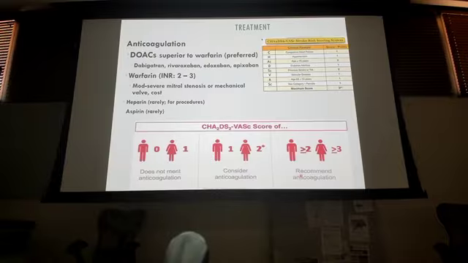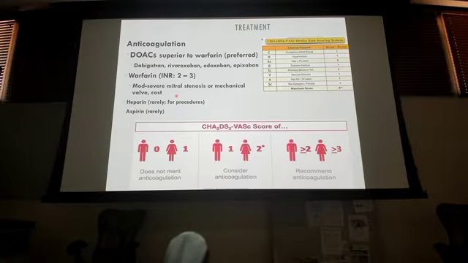So know that, remember, male versus female matters, this is their gender at birth. And then you're anticoagulating likely with a DOAC or with warfarin. Preferably a DOAC, but there are situations, right, that we have to use our warfarin instead. All right? Everybody good? Okay.